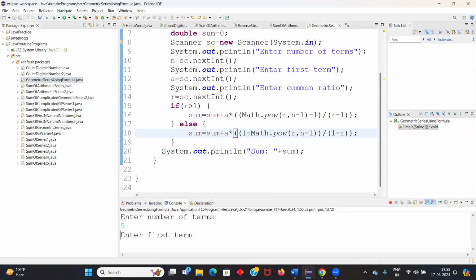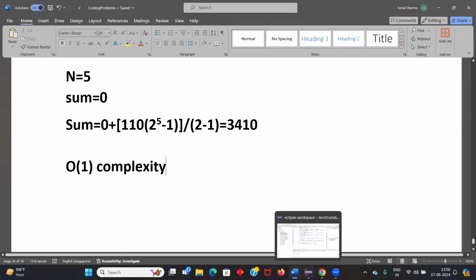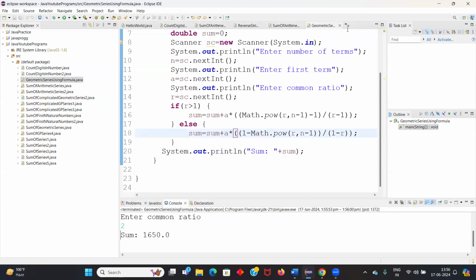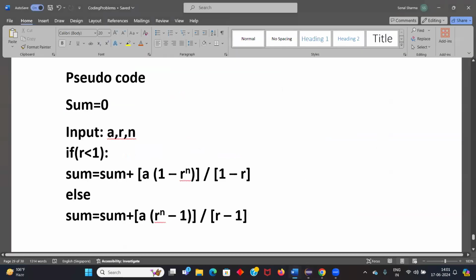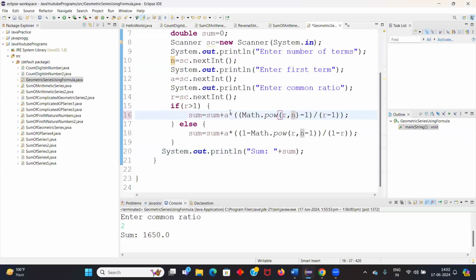Enter number of terms 5. Enter first term 110 and enter common ratio 2. 1650. Again, it's not correct. I'm sorry for the confusion. I just realized that I applied the wrong formula. If you see, it is a into r raised to power n minus 1 divided by r minus 1.